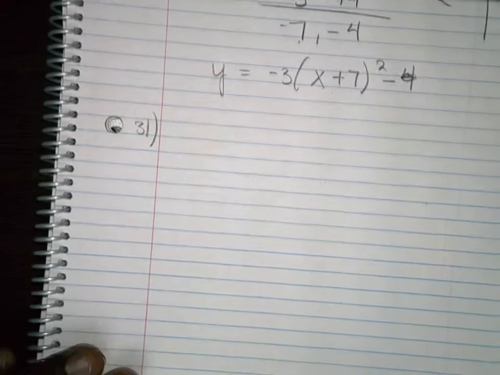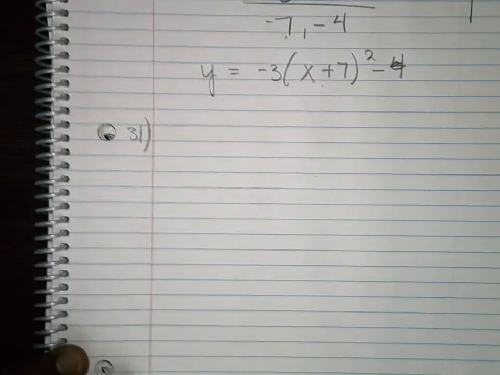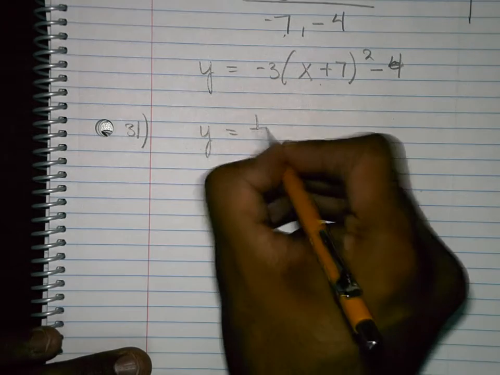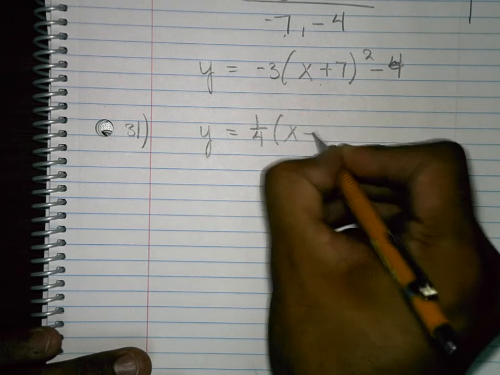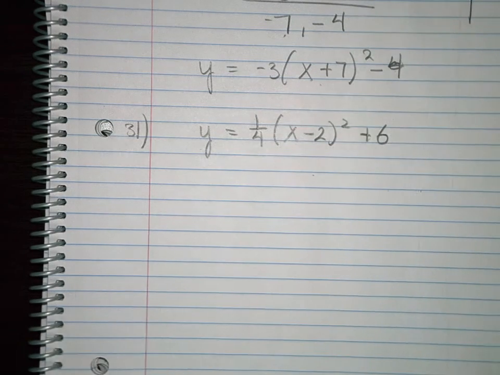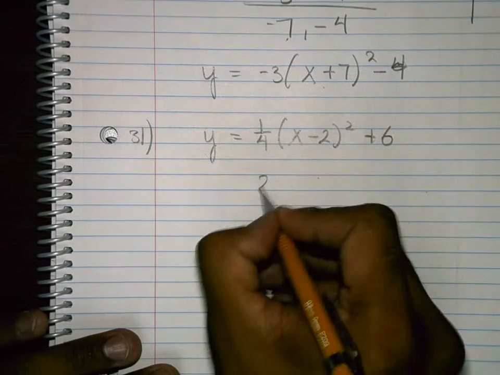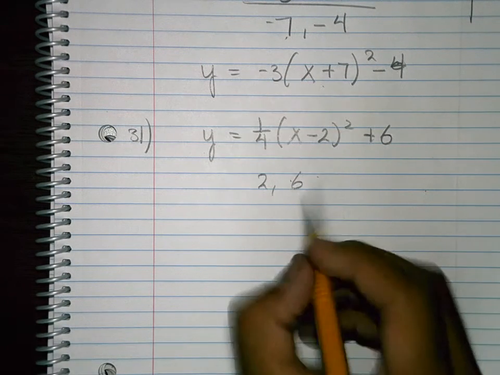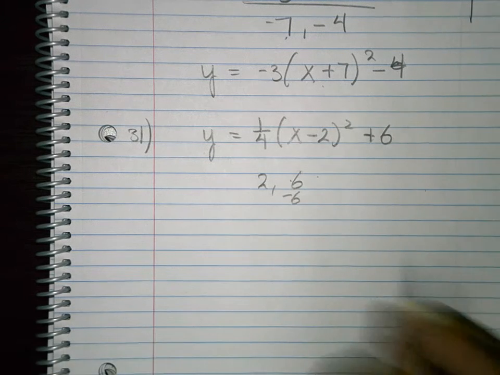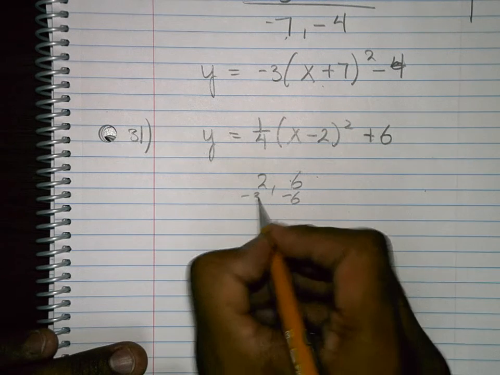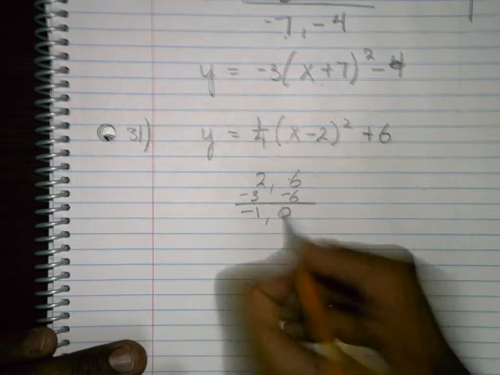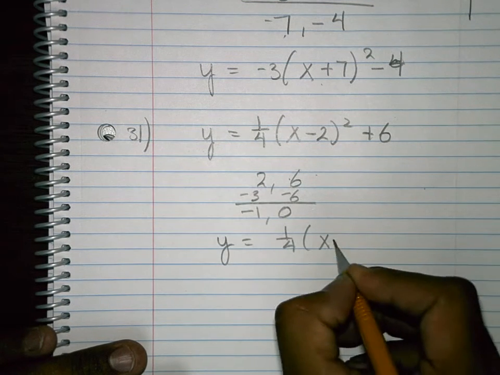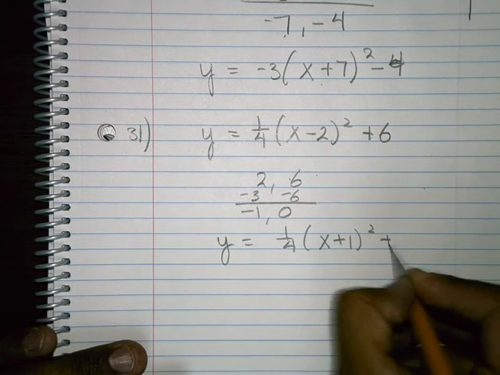31 is, so what I'm going to do is I'm going to add the 6 to both sides so that it looks right. See how I added that 6 to both sides? So my vertex was this, and it says shift down 6, so that's your y value, so that's -6. 3 to the left, so that's -3, so that's -1 and 0. So my new equation is y equals 1/4 times (x plus 1) squared plus 0.